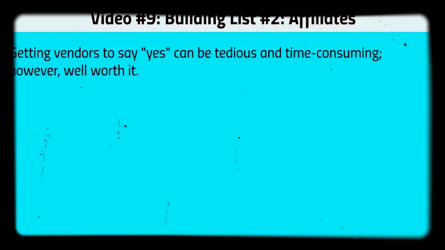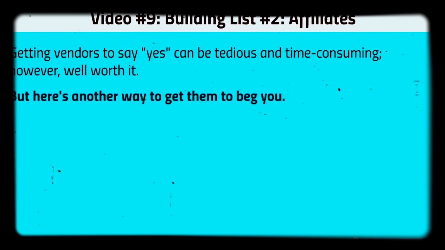So in that light, you can get away with not building a relationship initially, rather than doing what we talked about in the previous video, which works great. Doing this route allows you to bypass that and build a relationship very, very fast. I'll explain in just a minute how you can go about doing this. Getting vendors to say yes can be tedious and time consuming, but very well worth it. However, there is another way to actually get them to come to you and get them to beg you. This works really well.